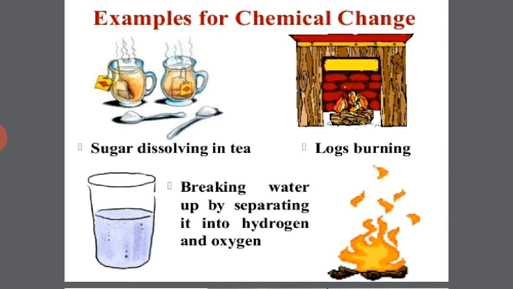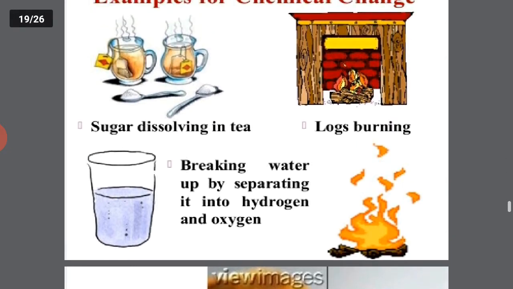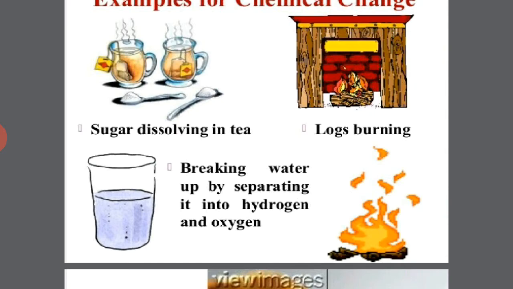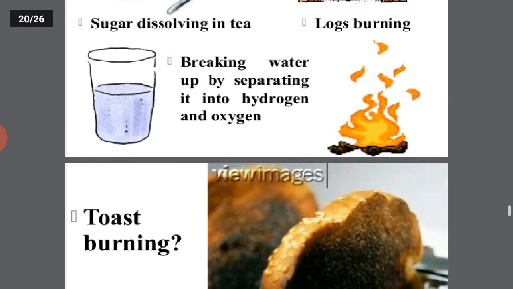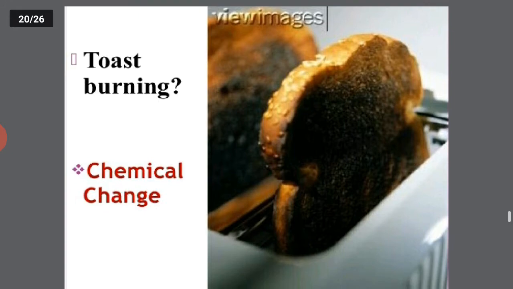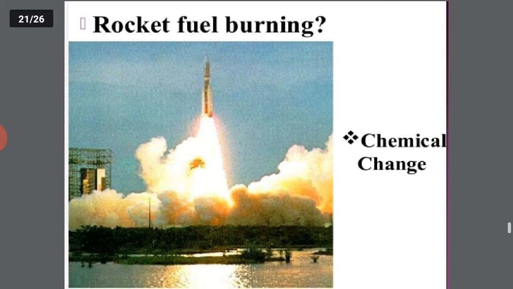Breaking water up by separating it into hydrogen and oxygen. Again, if we separate hydrogen and oxygen in the water, then we will not be able to get the same one again. Toast burning, you can see, after burning the toast, it may not be the same taste, same color, same odor. Okay, so it's a chemical change.